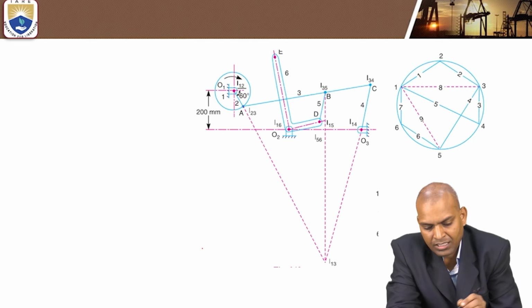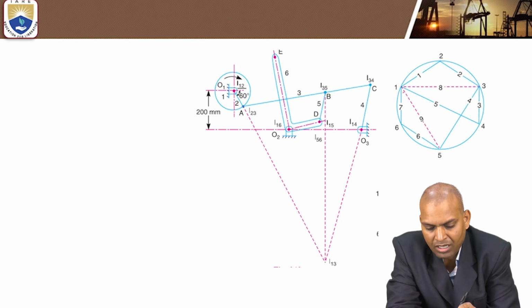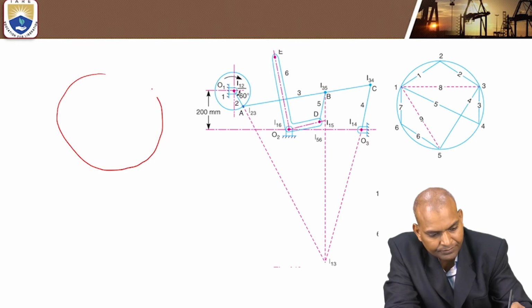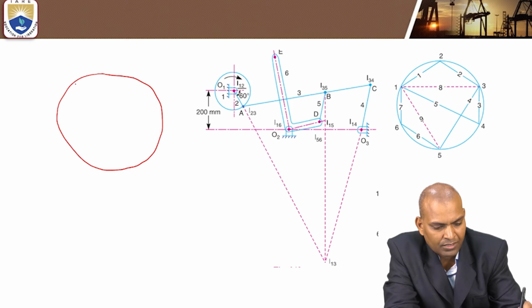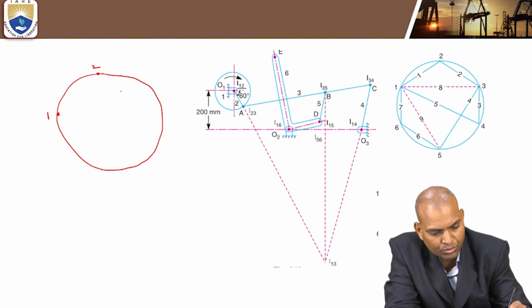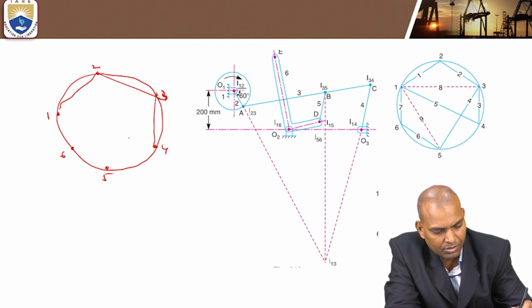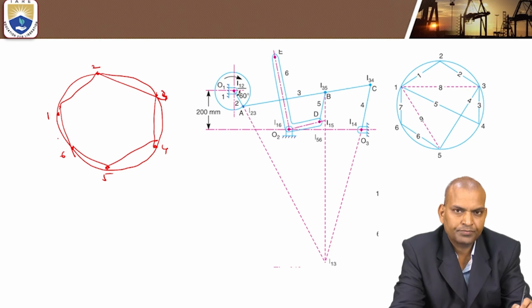Here, what is the eye center here? Now again, these are the combinations. By using the circle diagram, locate your links 1, 2, 3, 4, 5 and 6. Join all these. Based on the combinations, we have to go for it.